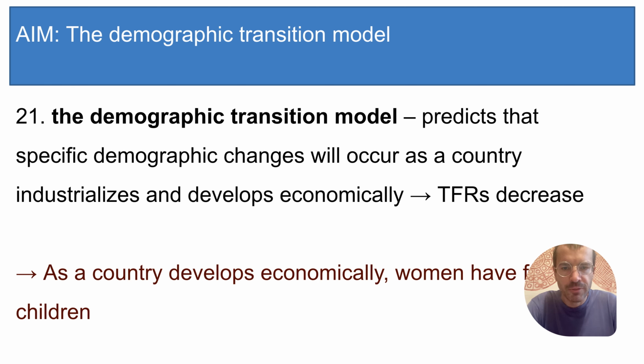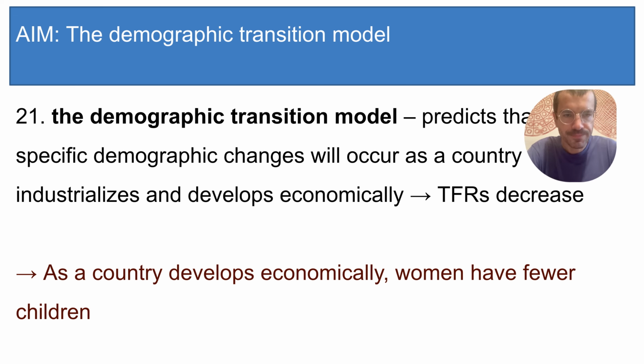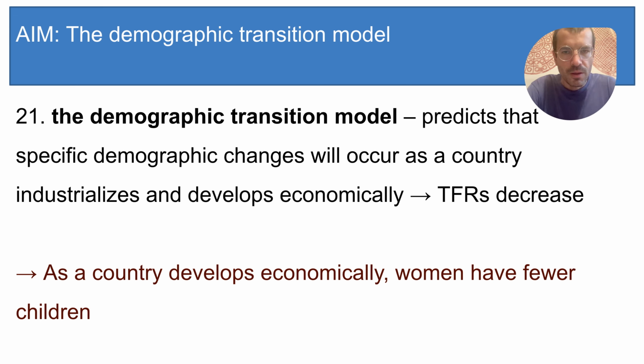All right, let's sum up this model. As countries develop, women will have fewer children. Try saying that. As a country develops economically, women have fewer children. This is what the model predicts in a nutshell. And what I find so amazing about this model is that in most cases, no one is forcing women to have fewer children, they just choose to do it. And this change almost always happens. It's pretty amazing.